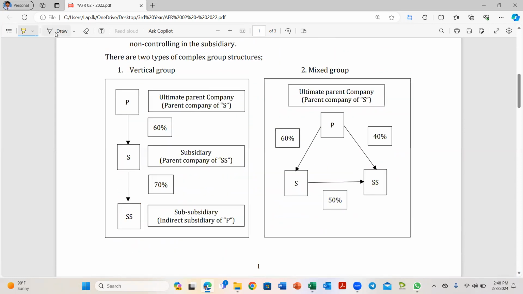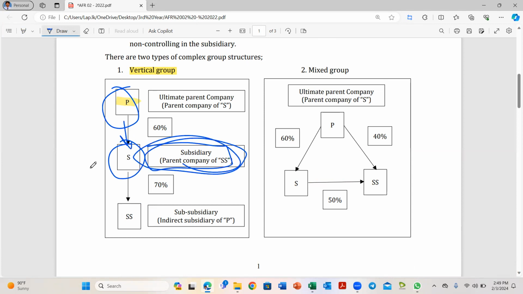So we have vertical groups. In vertical groups, you can easily identify them. We have a parent, right? Here we have a parent. The parent holds 60% of S. This is a subsidiary of the parent, and S owns 70% of SS.